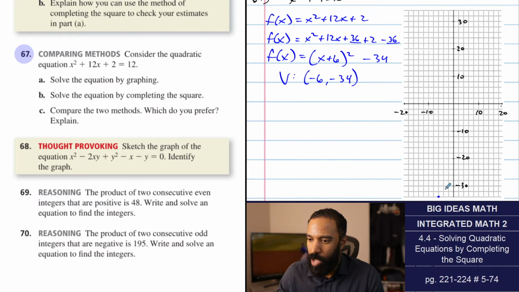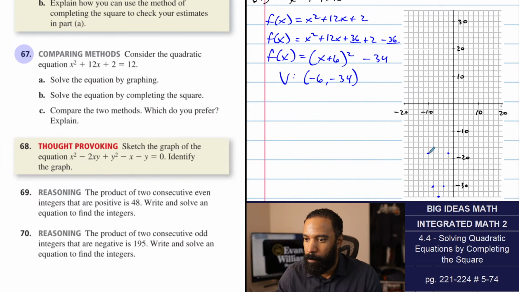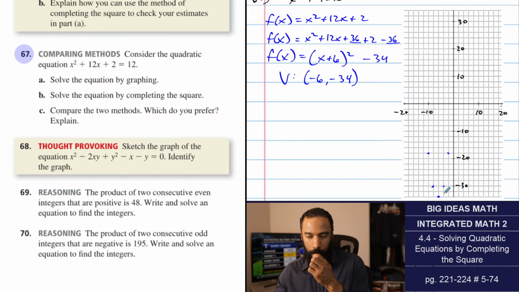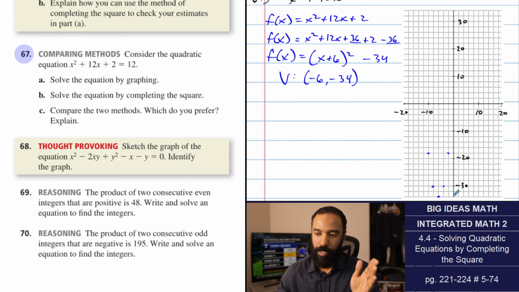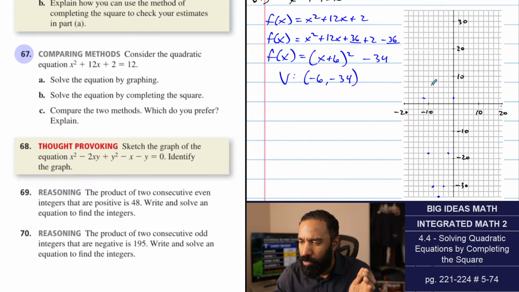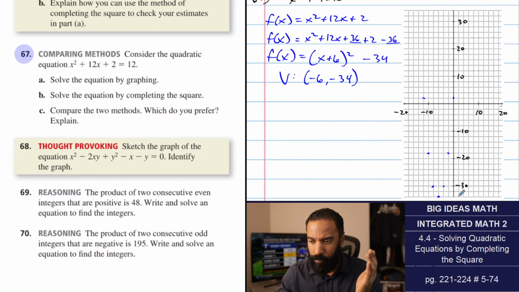Let's go over 2, up 4. Remember, every 1 is a 2. Over 4, up 16. So 4, 8, 12. I'm really bad at this when I have to change scales. Up 16. Over 6, up 36. So that'll be here. And over 8, up 64. So that'll be up here.